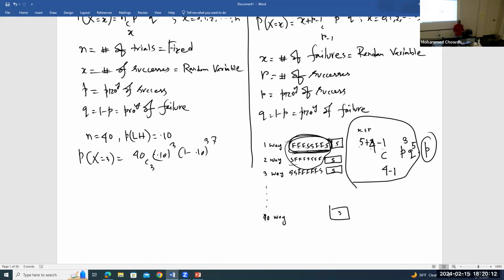Are you understanding? So here different combinations are taking place. Here different combinations are taking place. Those combinations are written in this format.